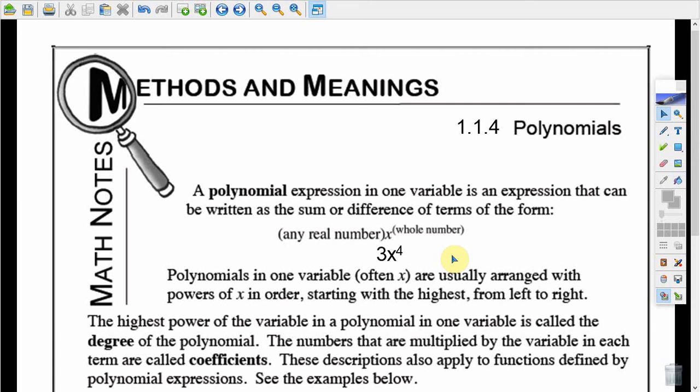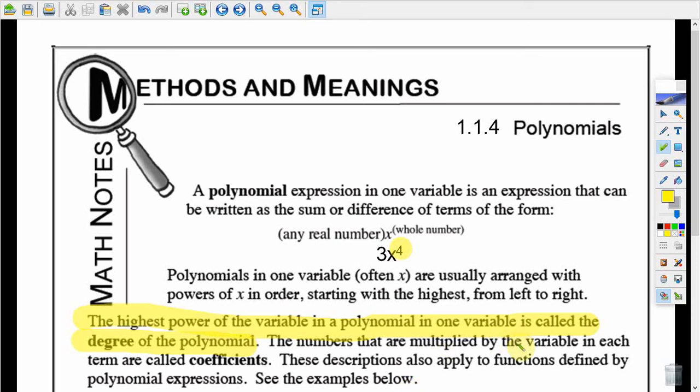Polynomials in one variable, often x, are usually arranged in powers of x, starting with the highest and going to the lowest as we go from left to right. The highest power of the variable in a polynomial in one variable is called the degree of the polynomial. So you're going to want to write that definition down. The highest power is called the degree of the polynomial. In this example, this would be a fourth degree polynomial because it's x to the fourth power.